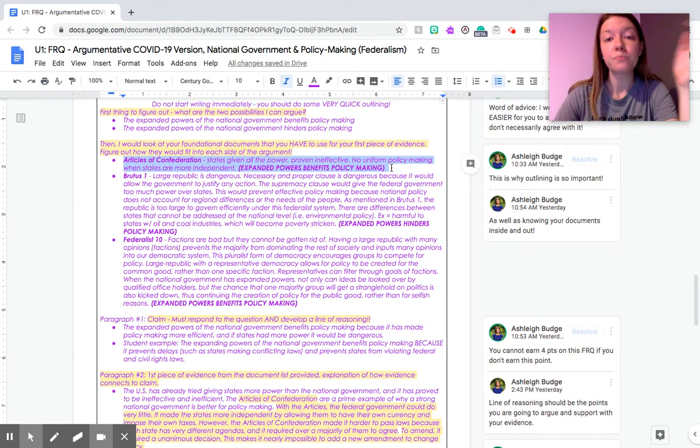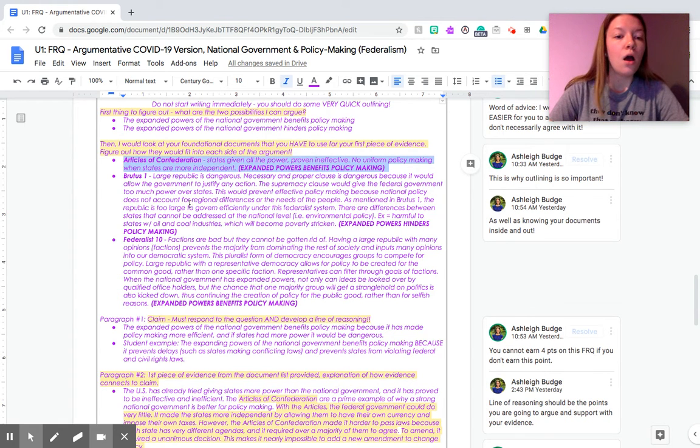It was very weak. This, I would say, is a pretty strong argument or a piece of evidence that you can use for how expanded powers of the national government benefits policymaking, right? Because look, we tried states having power before. That didn't work. So now we need to have expanded policy or national powers in order to help policymaking.